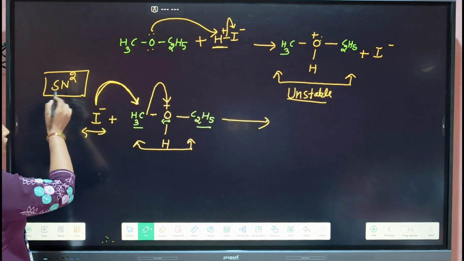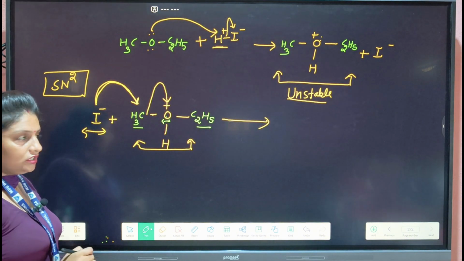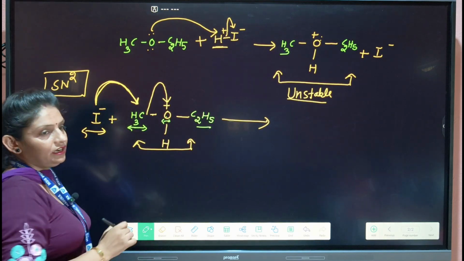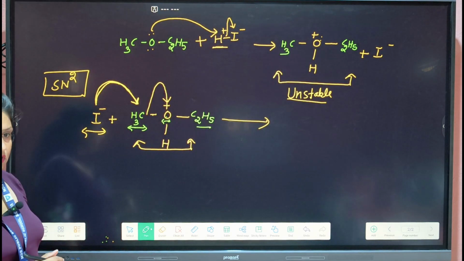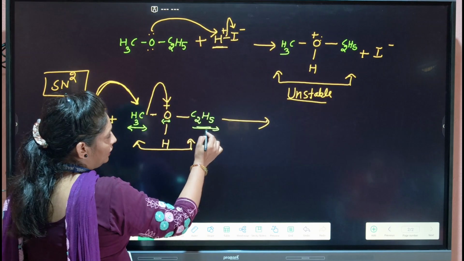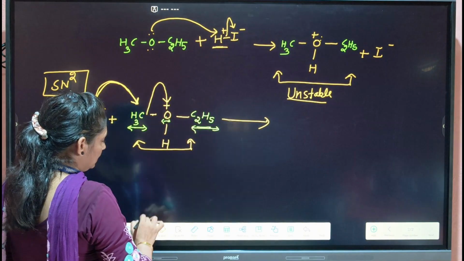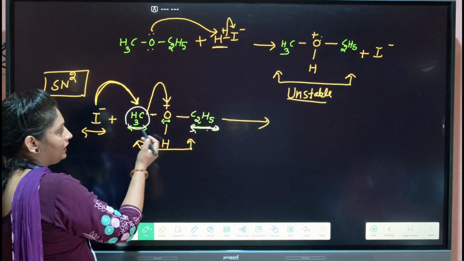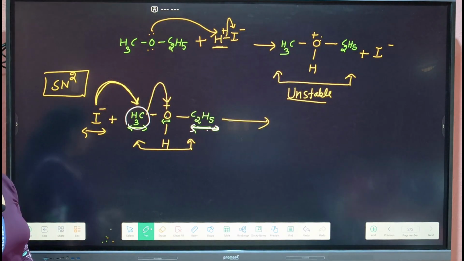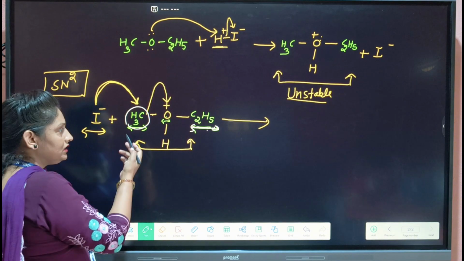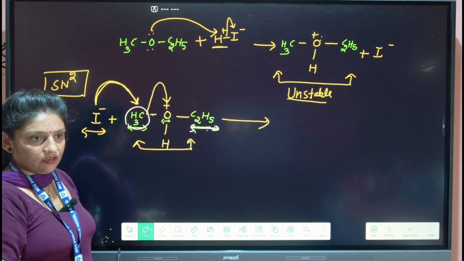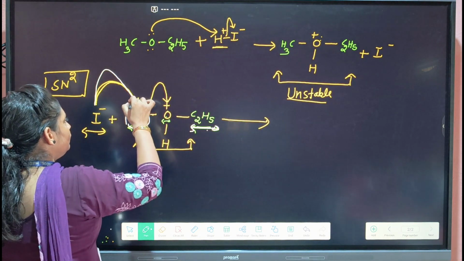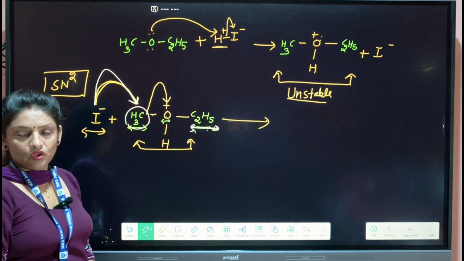Because here SN2 mechanism is followed. So students, we will see where less steric hindrance is present. This alkyl group is the bulky group as compared to this methyl. Ethyl is bulky as compared to the methyl. So here less crowdness, less steric hindrance will take place at methyl. Is it clear to you or not? So attack of iodide ion will take place at methyl, not at ethyl.